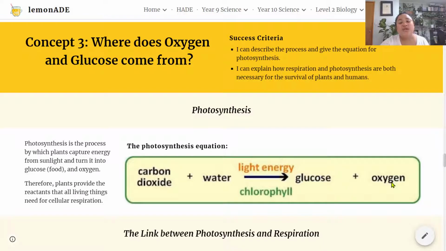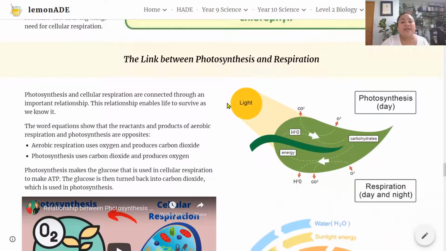Can you see which are the reactants in this equation? And can you see which are the products in this equation? The reactants are on this side, the left side of the arrow, and the products are on the right side of the arrow. You must really understand the link between photosynthesis and respiration because they are linked very closely.